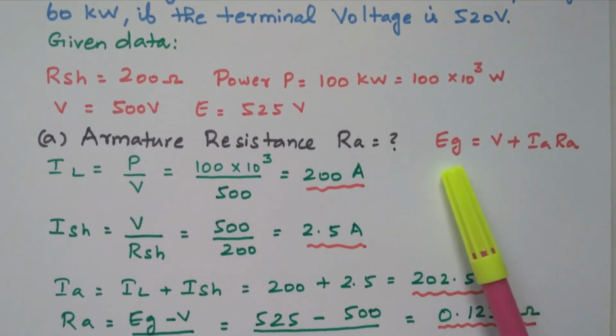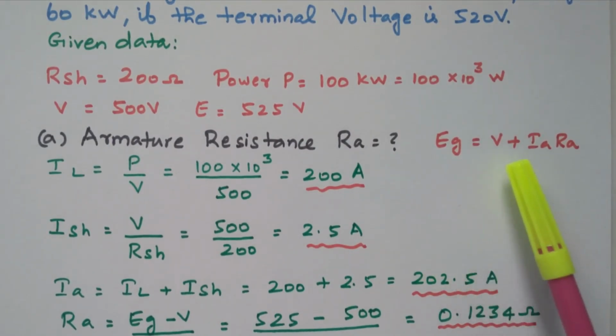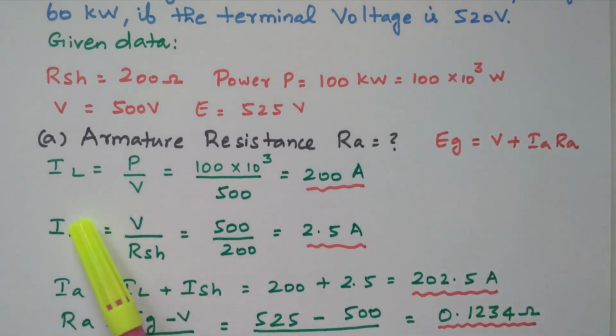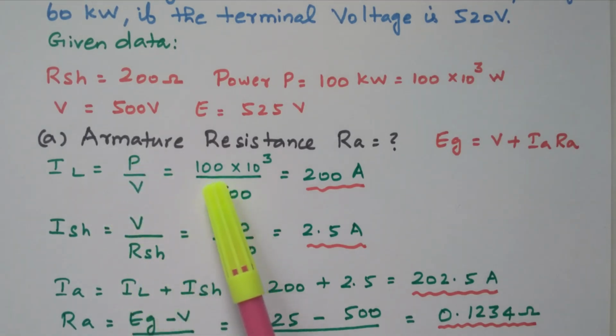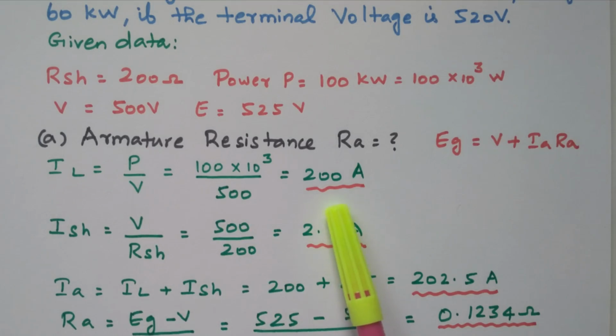We know that for a shunt generator, EG equal to V plus IA RA. It's a basic formula for the shunt generator, right? Now we'll find the load current IL. IL equal to P divided by V, power divided by voltage. Both are available. Output power and terminal voltage are given: 100 kilowatt, that is 100 into 10 to the power 3, divided by 500. So that is equal to 200 ampere. So the load current equal to 200 ampere.